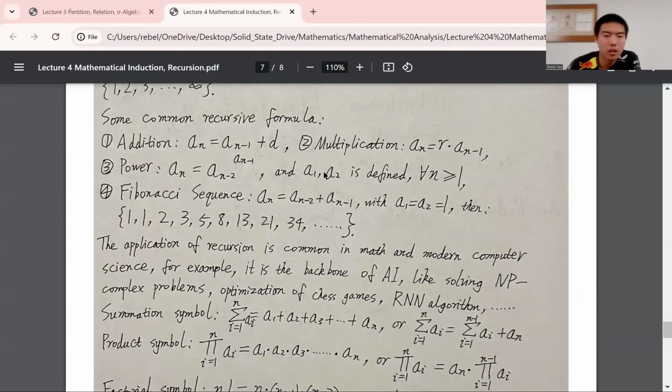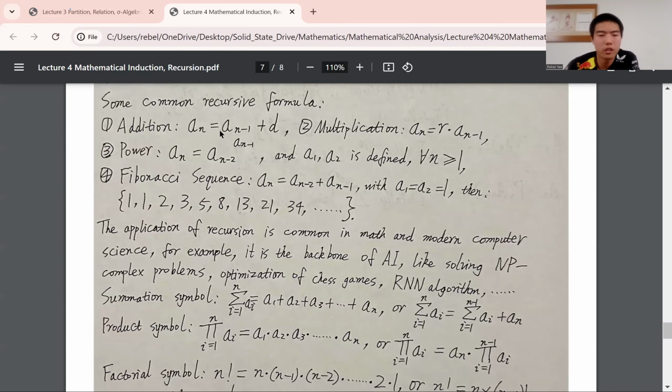And so let's introduce a common recursive formula. Addition: every step is the previous step plus something. Multiplication: a_n is equal to a_(n-1) times something, the ratio r. D might be the difference, r might be the ratio, and so on. Here, a_n is defined only by the previous term, but here a_n is described by the previous two terms, a_(n-2) and a_(n-1), and a1 and a2 are defined, for all n greater than or equal to 3. If we define a1 and a2, we can find a3, and from a2 and a3 we can find a4, so it can go on forever.